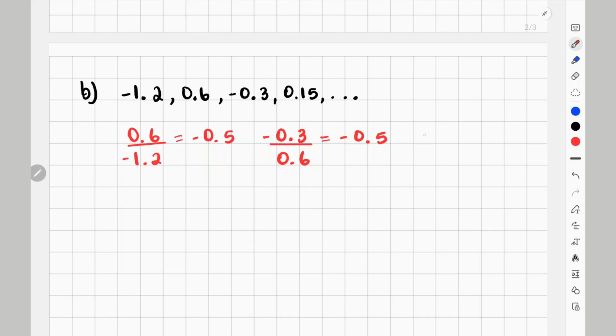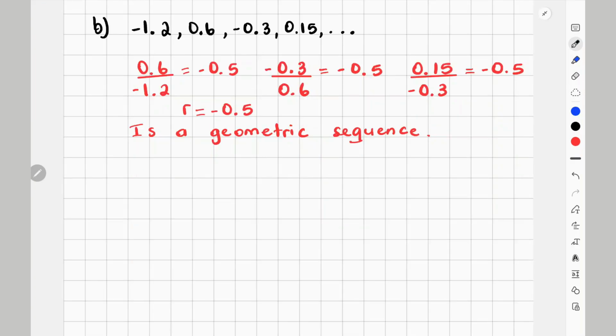And lastly, 0.15 divided by negative 0.3 gives a ratio of negative 0.5. Now, because the ratio between the consecutive terms is constant, we know that this is a geometric sequence. Given that this sequence is a geometric sequence, we can write the recursive definition for this sequence.